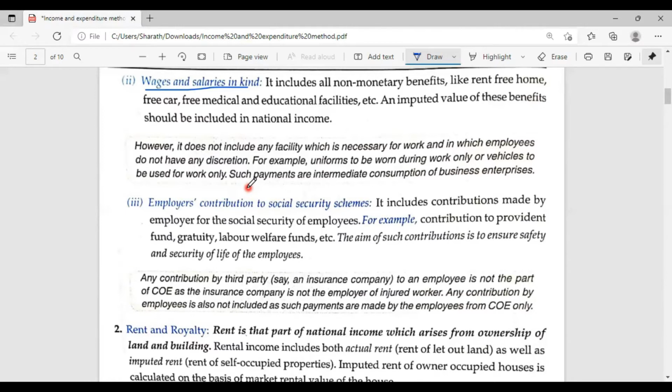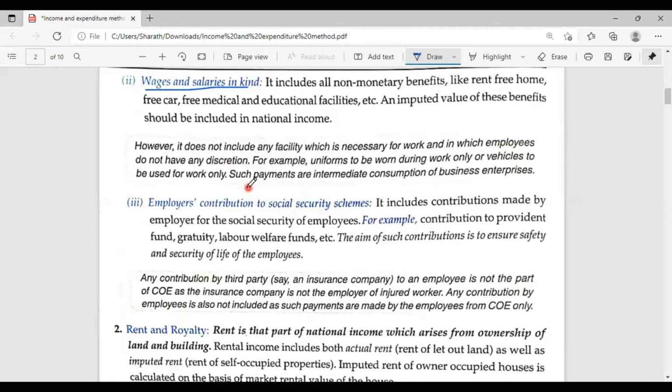If the employer is providing a uniform, or a meal in the afternoon when employees are in the working premises, this cannot be considered as wages and salaries in kind, because these are facilities needed in the working atmosphere. So that will be treated as intermediate consumption. That cannot be considered as part of wages and salaries in kind.